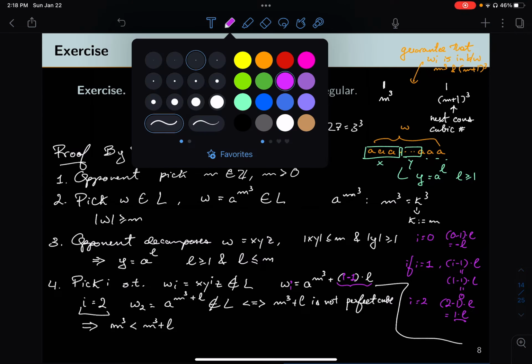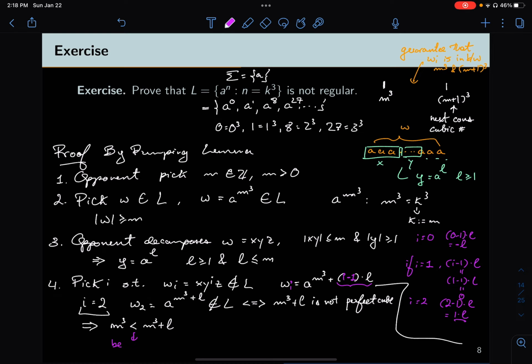Why? Because L is at least 1, right? It's at least 1, so I'm adding at least one integer unit to M cubed. And so that means that M cubed plus L has to be at least 1 after M cubed. So I have a strict inequality here. Good.